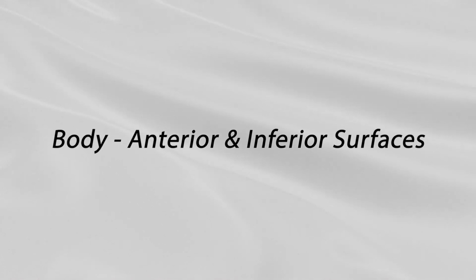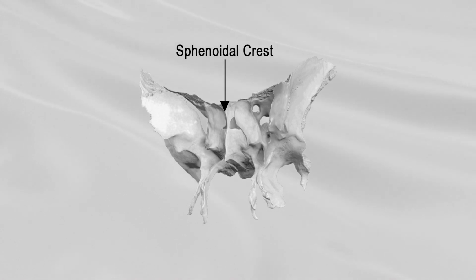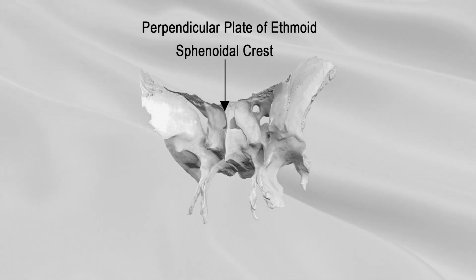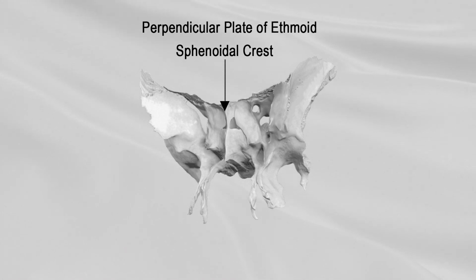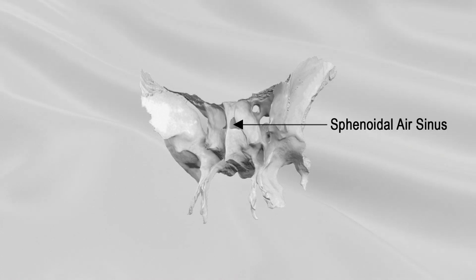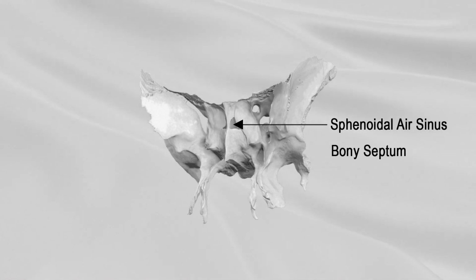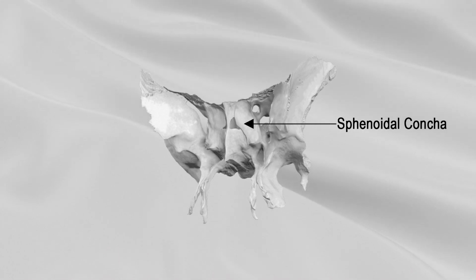Body, anterior and inferior surfaces. The anterior surface of the body presents in the middle line a vertical crest, the sphenoidal crest, which articulates with the perpendicular plate of the ethmoid and forms part of the septum of the nose. On either side of the crest is an irregular opening, leading into the corresponding sphenoidal air sinus. These sinuses are separated from one another by a bony septum. They are partially closed in front and below by 2 thin curved plates of bone, the sphenoidal conchae.